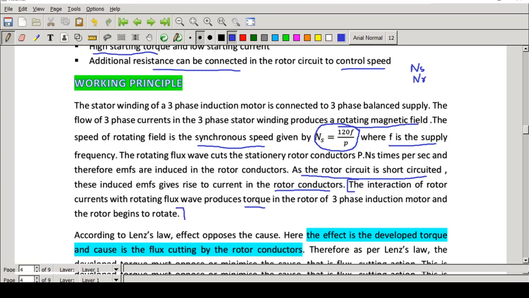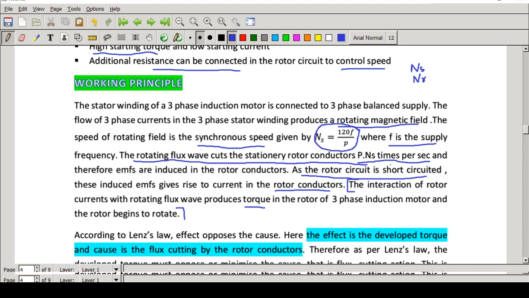rotate. Now initially, when this rotor is stationary and starts cutting the flux, how can you express that? It is P into Ns times per second. That is, initially the magnetic field created by the stator winding is rotating, but the rotor conductors are stationary, right? At that time the rotating flux wave cuts the stationary rotor conductors P into Ns times, that is, number of poles into synchronous speed. But once the rotor starts rotating, what happens?